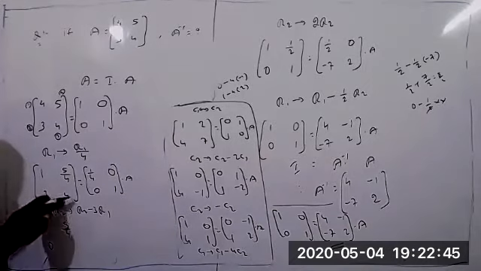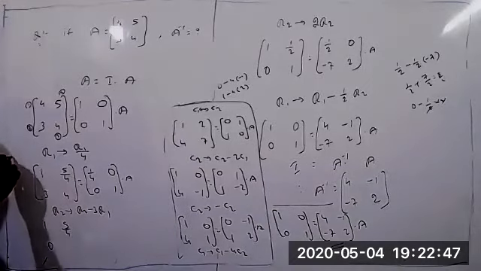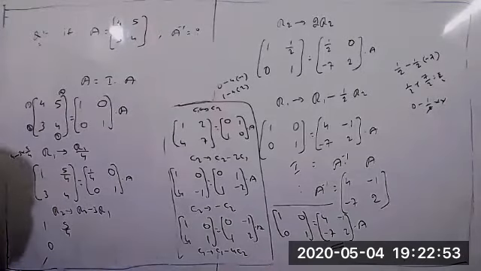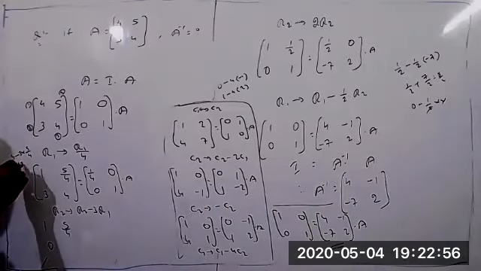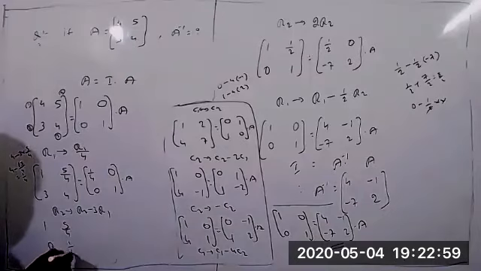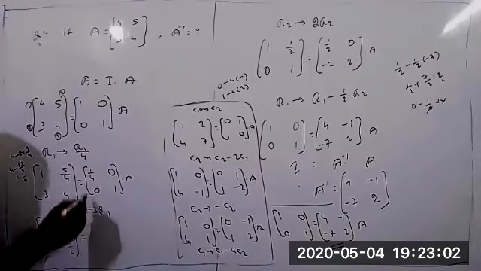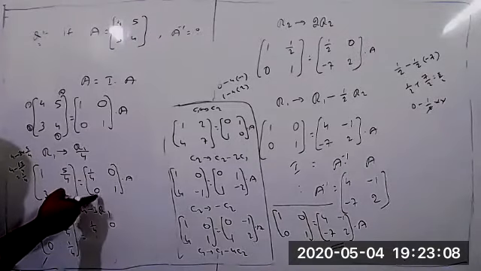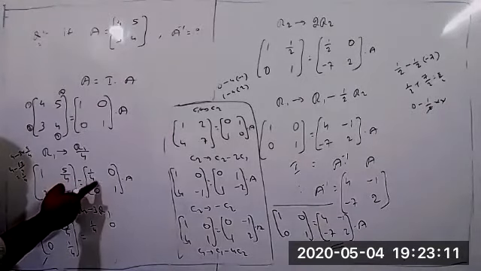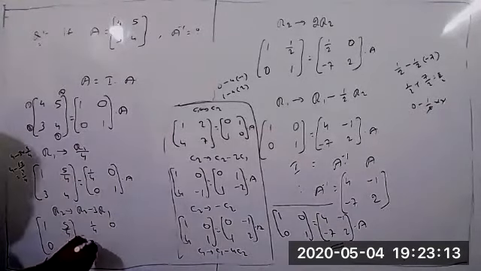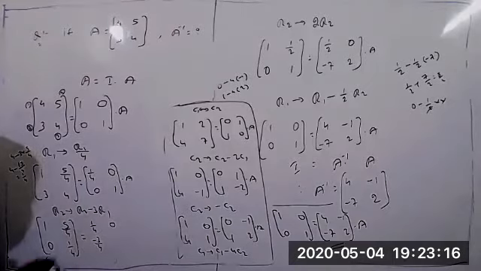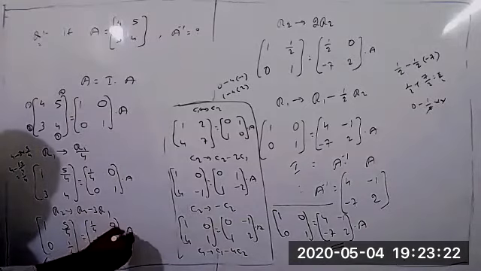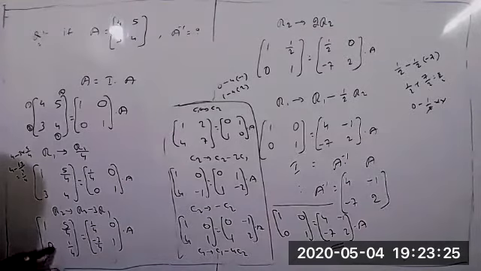4 minus 3 into 5 by 4. 4 minus 15 by 4 equals 1 by 4. So the second row is 0 and 1 by 4. Then 0 minus 3 into 1 by 4 equals minus 3 by 4. Here 1 minus 3 into 0 equals 0, so 1 minus 0 equals 1, into A. So the second element also we got as 0.